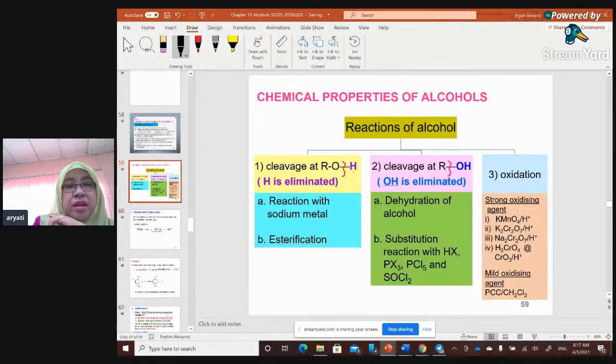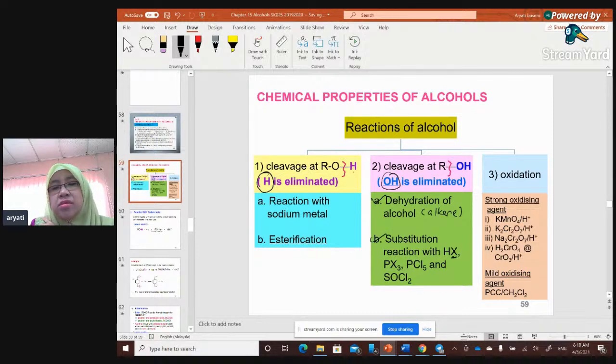For the cleavage of RO and H, it will eliminate H. The reactions involved are reaction with sodium metal and esterification. For the reaction which involves cleavage of R and OH, where OH is eliminated, the reaction is dehydration of alcohol. This we referred to in the previous chapter, the alkene chapter. And substitution reaction with HX, where X is a halogen, PX3, PCl5, and SOCl2.